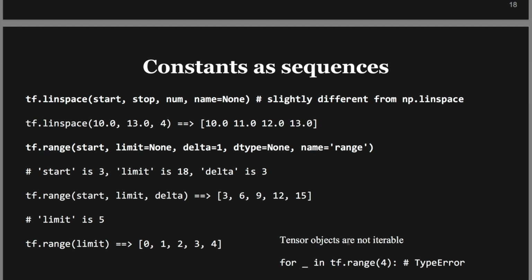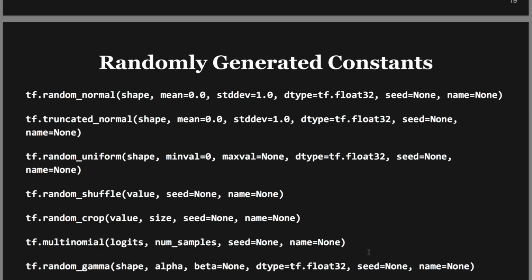Another important note out here is that in Python, if you're looking at just the normal range that you can use in Python, you can always iterate over it, but in TensorFlow, tensor objects cannot be iterated over. Now we get to randomly generated constants, and you'll be using them all the time.